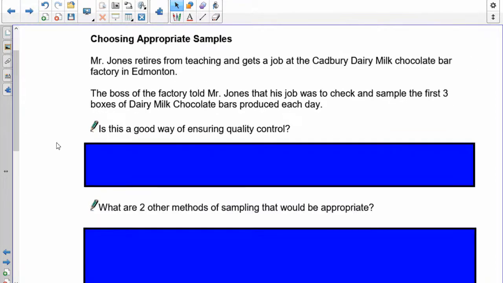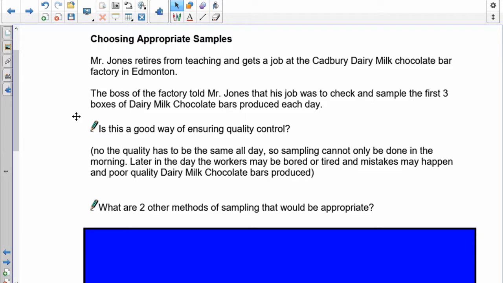Okay, choosing appropriate samples. Mr. Jones retires from teaching and gets a job at the Cadbury Dairy Milk Chocolate Bar Factory in Edmonton. The boss of the factory told Mr. Jones that his job is to check and sample the first three boxes of Dairy Milk chocolate bars produced each day. So I want you to pause the recording and tell me, do you think this is a good way of ensuring quality control? So pause the recording and do that now.